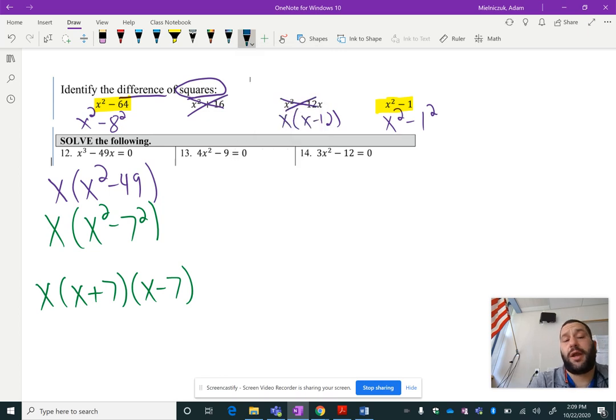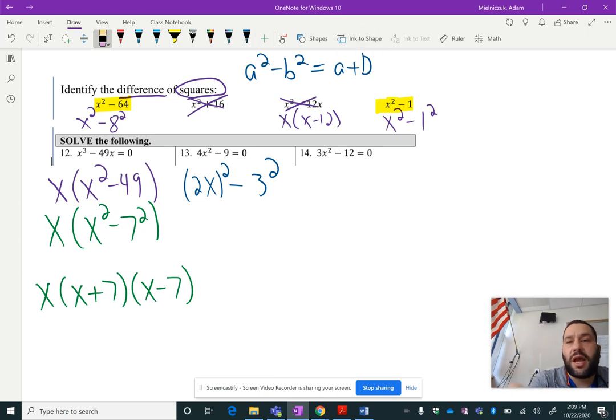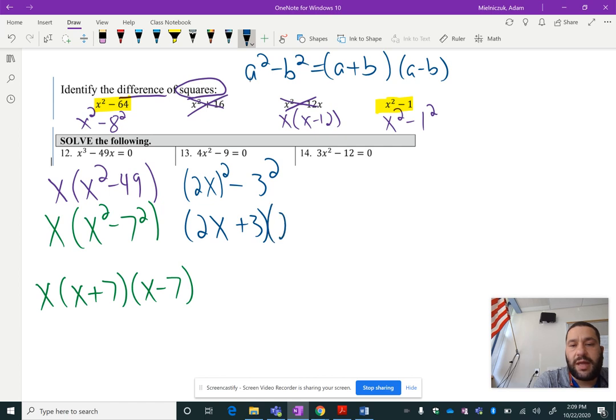All right, what about the second one? Second one's a tough one, right? How can we rewrite that one as a difference of squares? Well, can we rewrite 4x squared as (2x) squared? Yes. Minus 3 squared. Follow the pattern. Remember that a squared minus b squared equals a plus b times a minus b. So we can say that this is going to be 2x plus 3 times 2x minus 3.